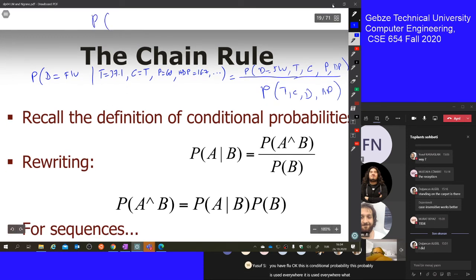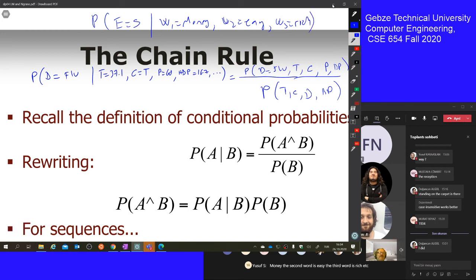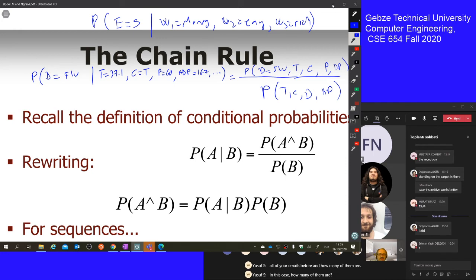What is the probability of an email being spam, given that in my email the first word is money, the second word is easy, the third word is rich, etc.? What is the probability of this email having the spam label? That means you are going to scan all of your emails from before, and count how many of them are marked as spam and how many are not marked as spam, and you do your calculation. Again, the conditional probability thing.